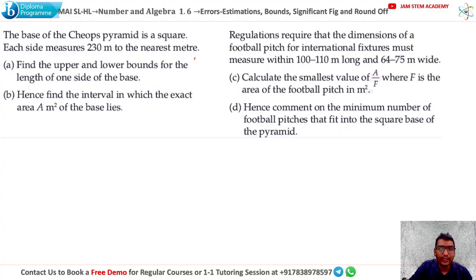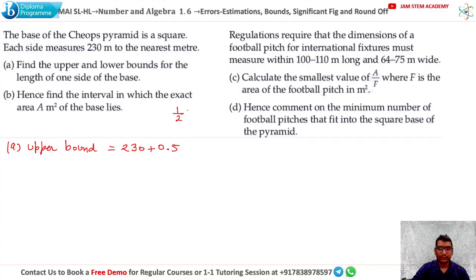So take the 1 meter unit, that's the unit, right? 1 meter, and take the half of that. Add that number to this value or subtract this number from the value to get your upper and the lower bounds respectively. So here, 1 meter divided by 2 is 0.5 meters. Now for the A part, I can say the upper bound is going to be 230 plus 0.5, half of the unit, which is meter in this case, half meter.